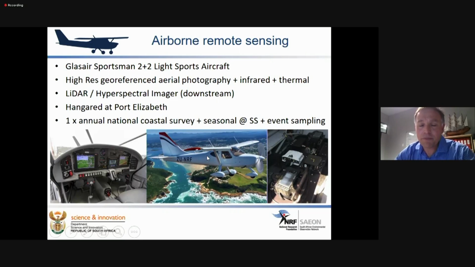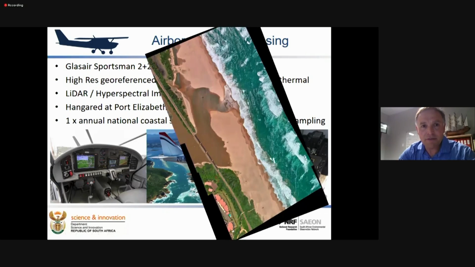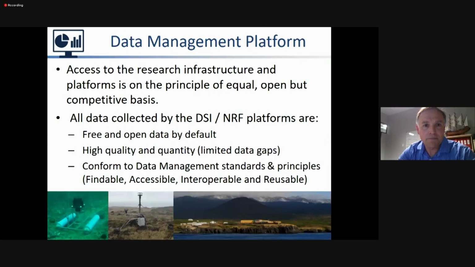We also have an airborne remote sensing platform, which is a light sports aircraft equipped for photogrammetry, infrared and thermal sensors, as well as LiDAR. And we're looking at procuring hyperspectral sensors downstream. If you listen to some of the other talks earlier this week, it's important if you've got an in situ observing system to also look at remote sensing, whether satellite or airborne, and couple that with modeling to get a better understanding of ecosystems. And of course, this is a valuable tool for socio-economic studies along the coastline as well.